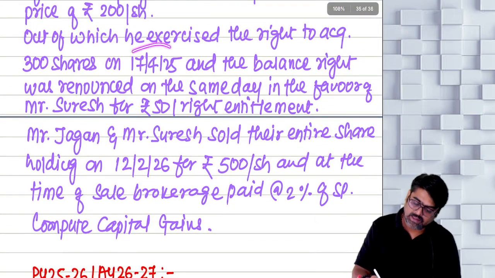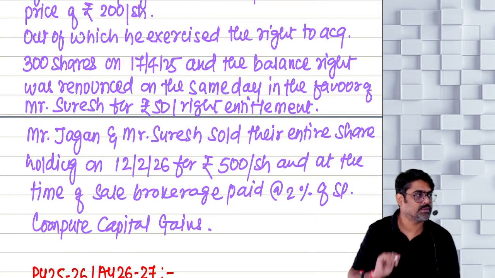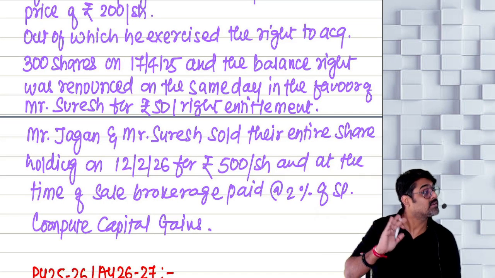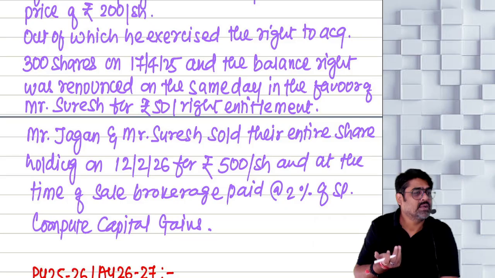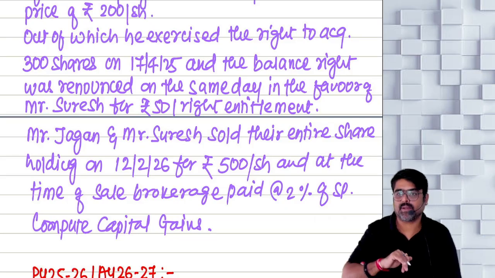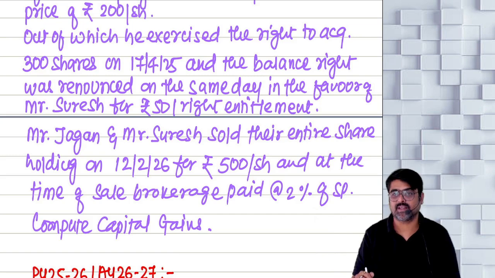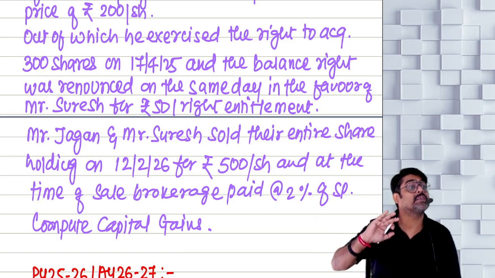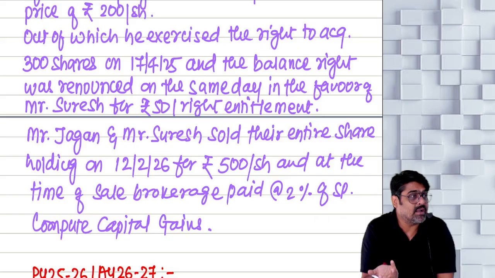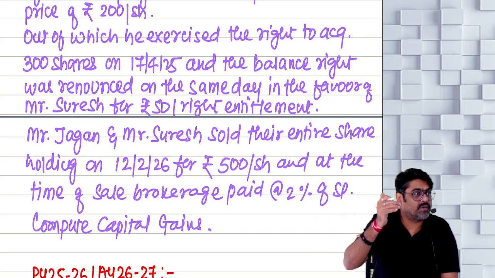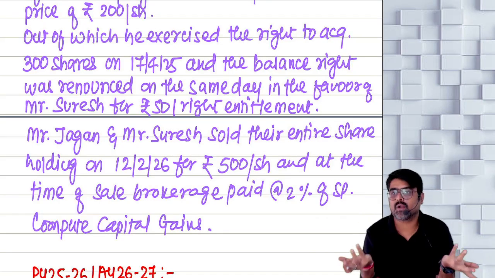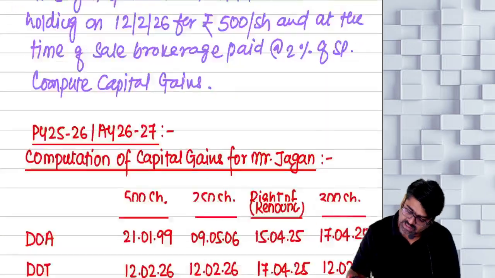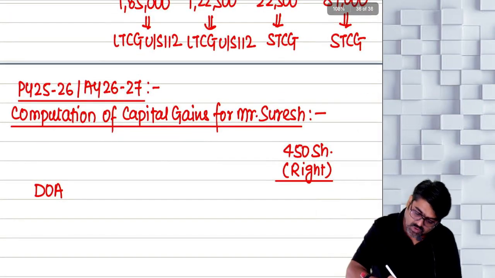If the right was given in the name of Suresh on 17th April, and if nothing is mentioned, Suresh will exercise the right on the same date, and the company has also allotted on the same date. If the question is silent about that, I will assume that on the date on which I got the right, on that same day I exercised, and on the same day the company allotted also. Yes or no?